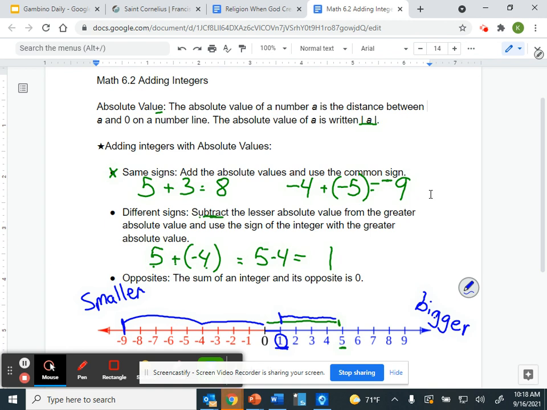Is this making sense? Those different signs? All right, I'm going to erase this so I can move the page up.